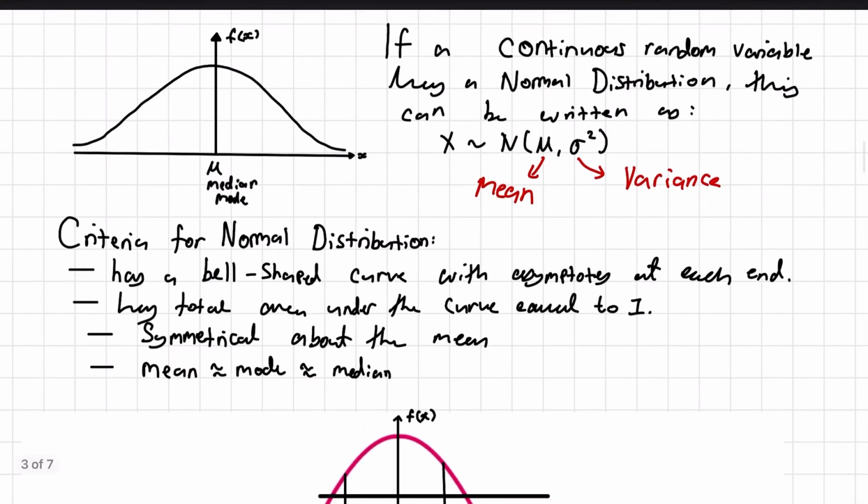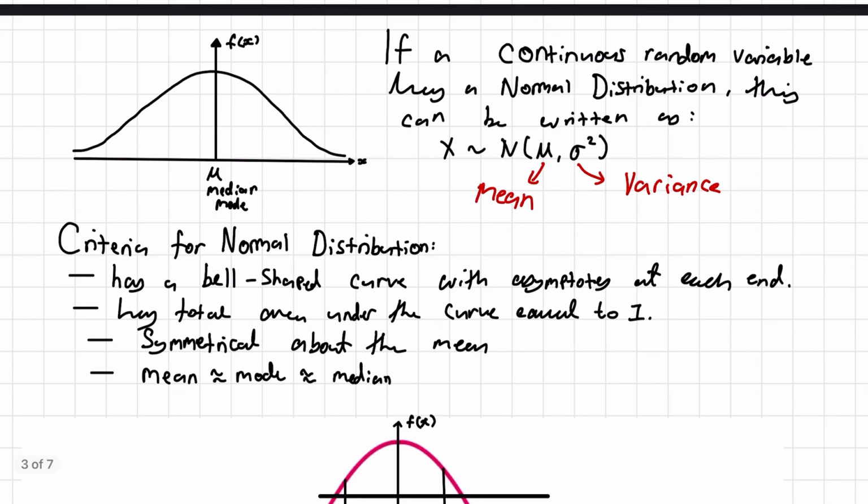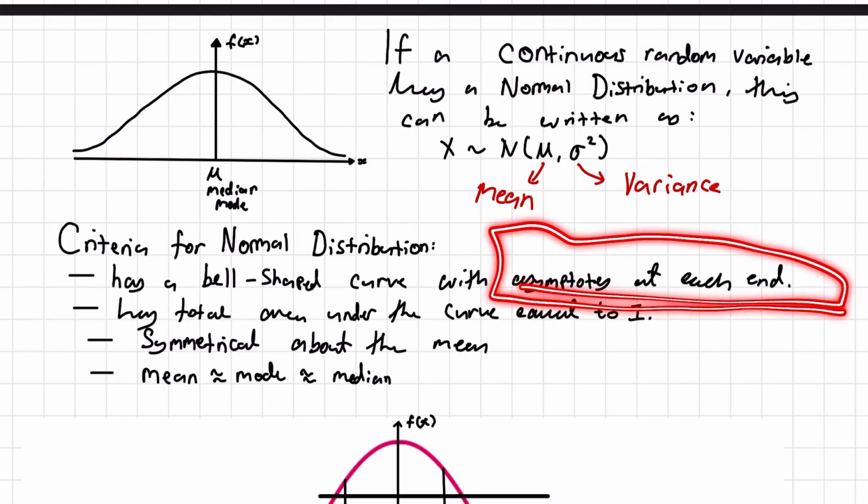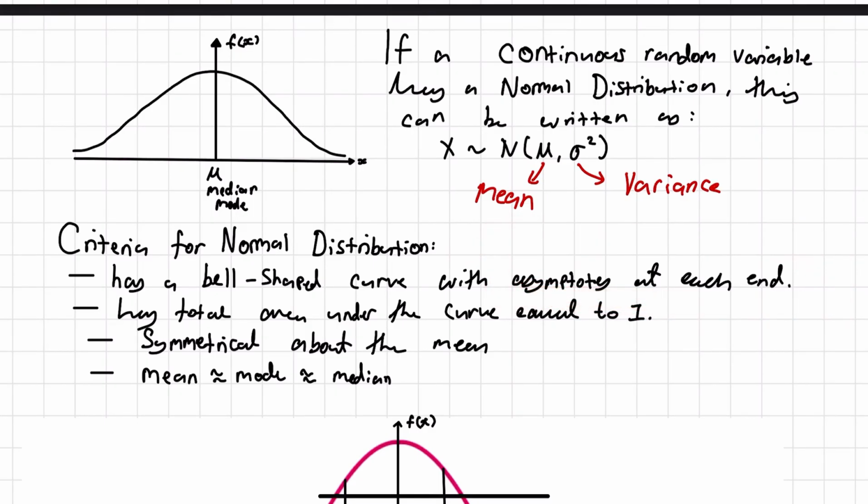So yeah, criteria for a normal distribution. It has to have a bell-shaped curve with asymptotes at each end. This bit doesn't really matter too much at GCSE. It will matter a bit more if you take the A level. But asymptotes basically means it goes really close to the x-axis, but never actually touches it. But yeah, it's a bell-shaped curve, which is symmetrical.